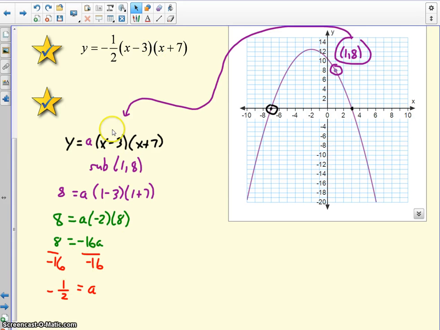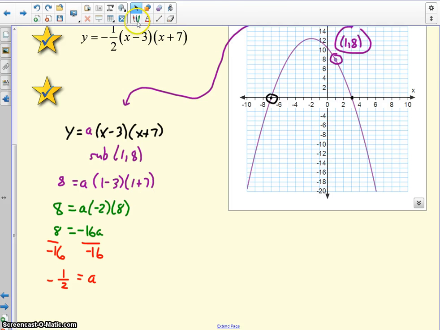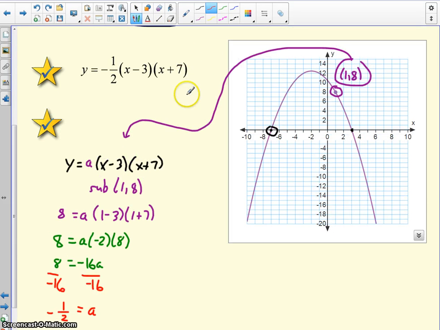Okay, once that's finished, I want it in factored form and standard form. So I'm going to let you guys, as practice, expand and simplify to put this in standard form. So I'll do it on my own here, you do it on your own. Pause it for now and push play when ready to see the answer.